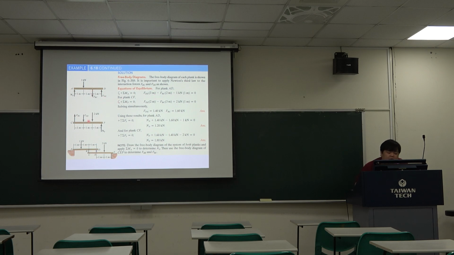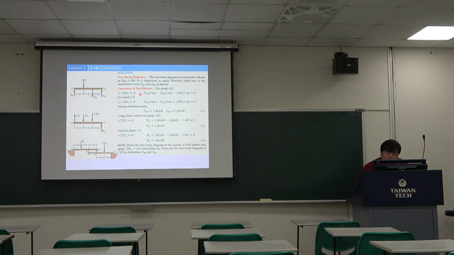Then we can use this force and this force to calculate the moment equal to 0. And we can focus on this member. We also put the moment point at point F, and use these three to calculate the moment equal to 0. So we can use these two equations and solve for those two unknowns. Then we get the answer: FDE equals 1.4 kilonewton, and FBC equals 1.6 kilonewton.